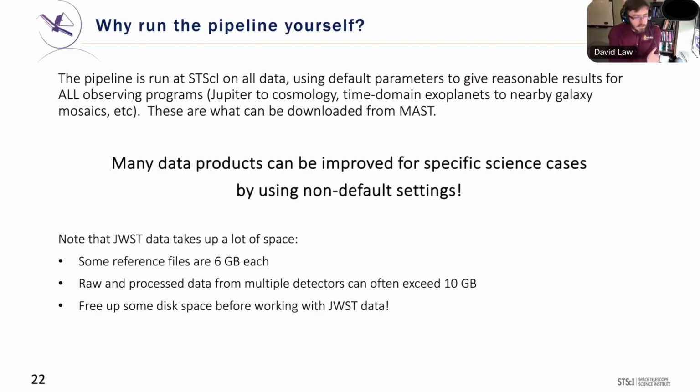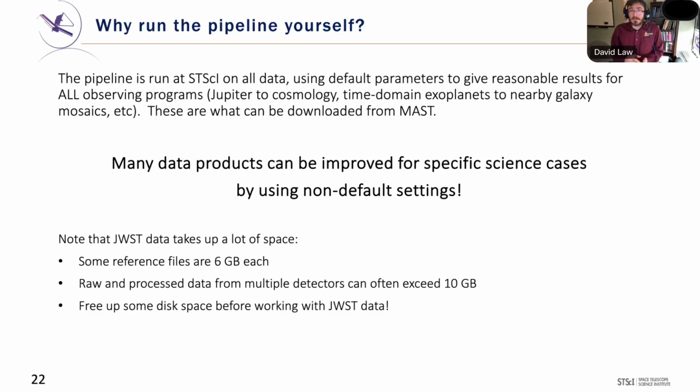So taking a step back, why do you want to run the pipeline yourself? I just told you that we install a given version of the pipeline at Space Telescope. We run it on our own systems. We provide all of the data in MAST so that you can download it. So why would you actually want to download and run the pipeline yourself? The reason is that the pipeline does the best that it can do with default settings for all of the different instruments and all of the different science cases that we've got. As I mentioned earlier, that's got to be reasonable defaults for everything from Jupiter to cosmology and exoplanets to nearby galaxies. Those default settings will not be ideal for everybody.